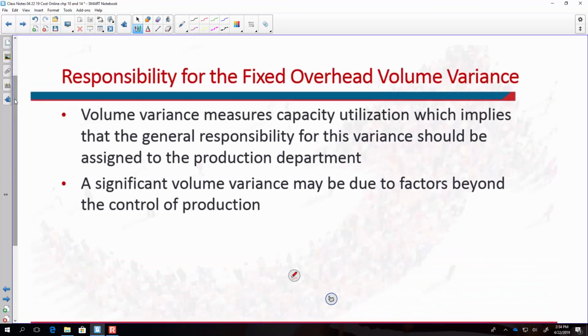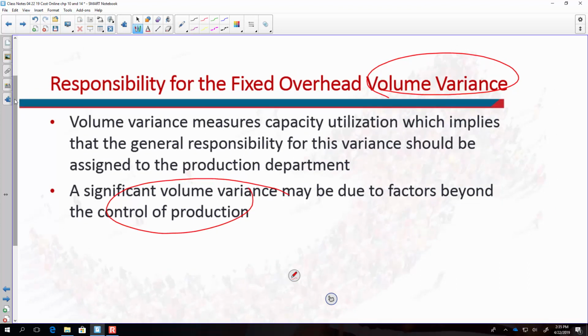And who's responsible for the volume variance? Now, that's the fourth variance, obviously, volume variance. It is a production control, right? Oops, excuse me, I hit the board. That is a production variance.